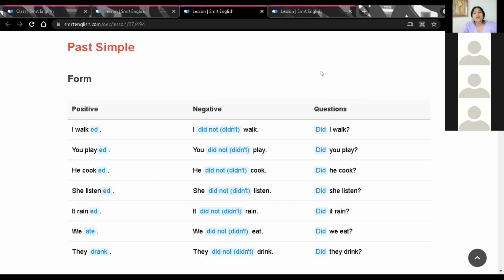Then the negative form, for the negative one, it is the same for regular or irregular. We're gonna start with didn't and the base form of the verb. We didn't eat, they didn't drink. And in the interrogative one, we're gonna start with did, subject, and the verb in the base form. But this is something that you already know. I repeat, this is just a quick review.